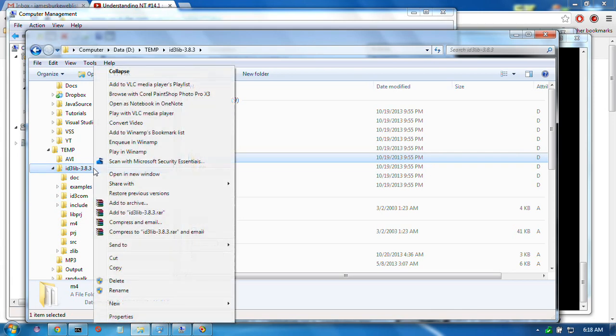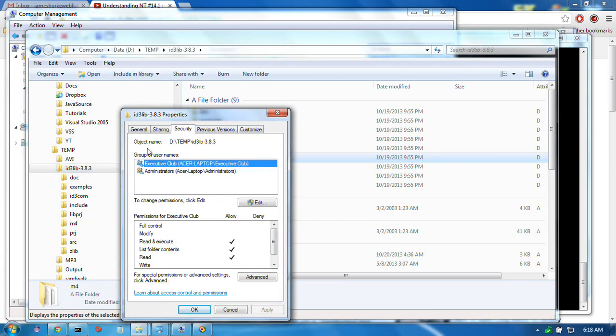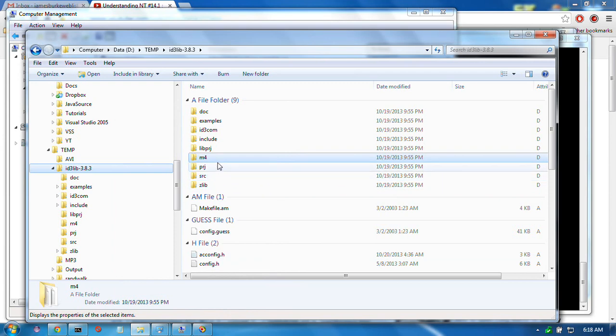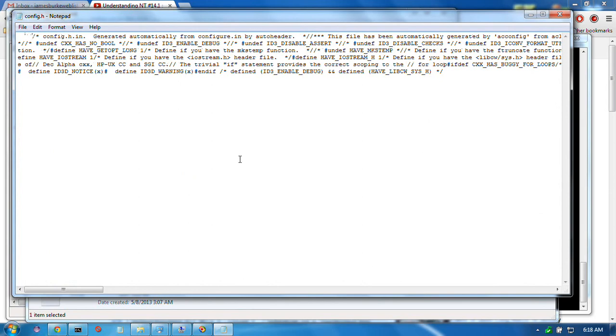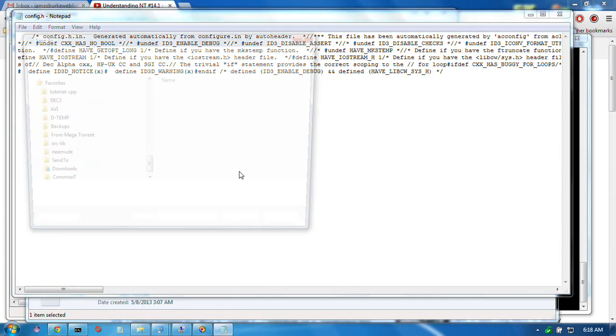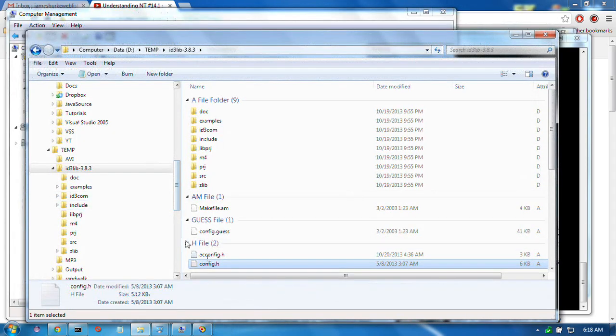And now what I've done is I want to keep myself out of it. So I removed myself and I added the executive club, just for reading, no writing. So I should be able to open a file, but if I try and save it, it shouldn't let me. Yeah, it won't let me save it. So the reason I'm allowed access here is because of my membership in the executive club.